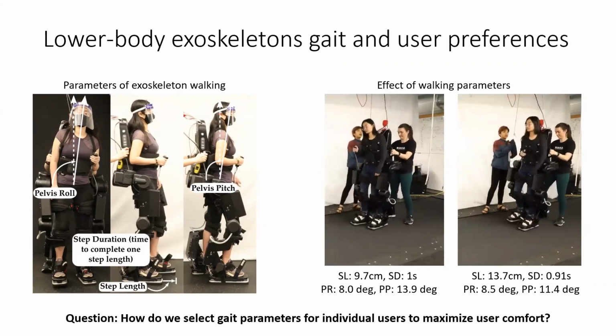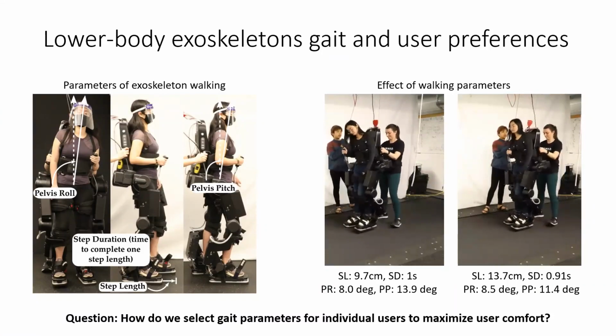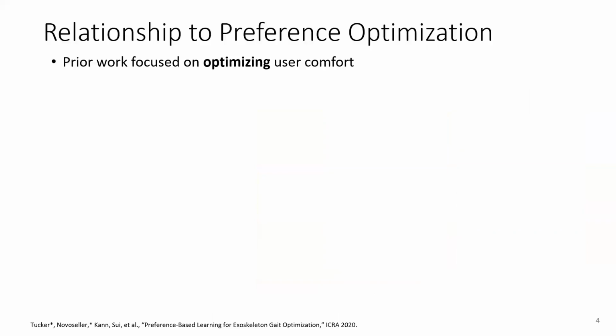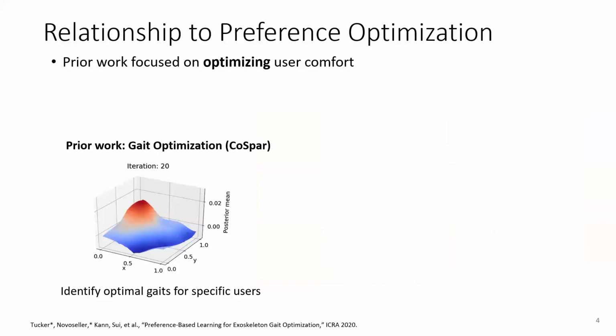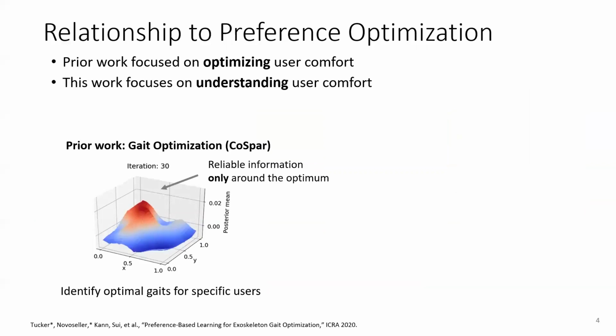It remains unclear how we could select the specific values of these gait parameters for individual users to maximize user comfort. Prior work on learning exoskeleton users' preferences tried to tackle this problem directly by optimizing with respect to user comfort, aiming to identify optimal gaits for specific users. However, because it prioritized converging to the best action, the posterior model only gave us reliable information around this optimal gait. In this work, instead, we want to focus on an alternative goal, understanding.